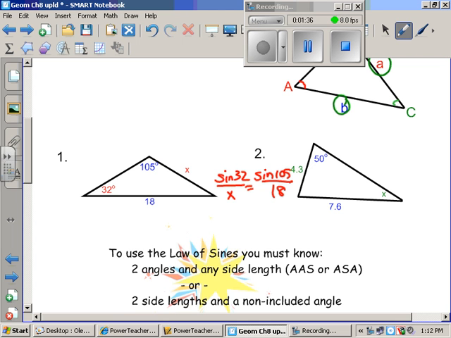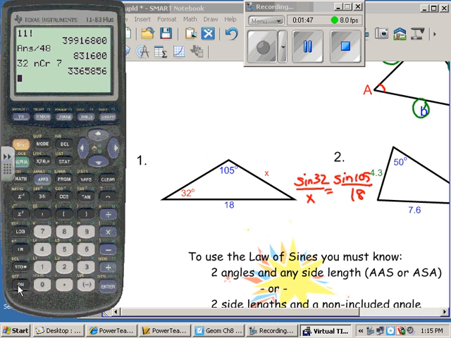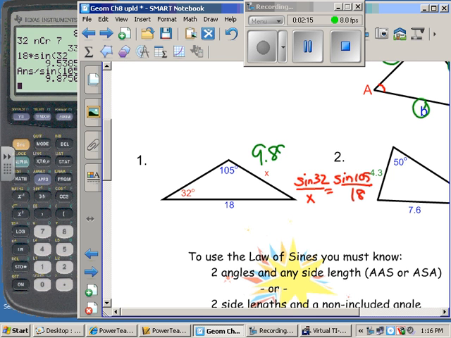And then I just plug it in my calculator. You type in 18 times the sine of 32, because you cross multiply, then you're going to get sine of 105 times x on the other side, so you divide by the sine of 105, and that gives you 9.87 or 9.88, so that's the value of x. This side is 9.88. Okay?